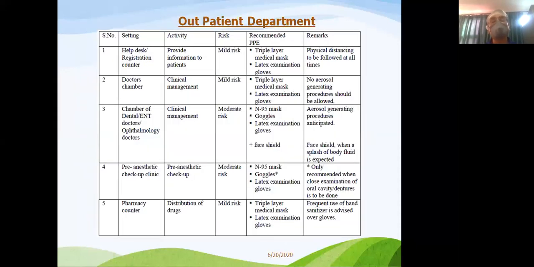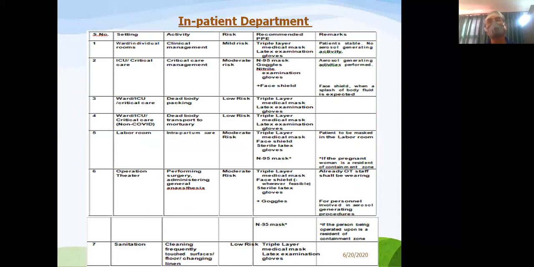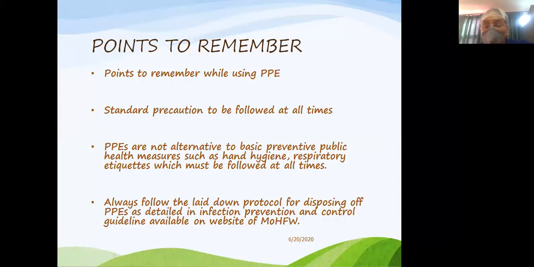And these are the different recommendations, which when you come to the hospital, we can guide you. There's no point in discussing just now. But for all purposes, a face shield is very important for all of you.